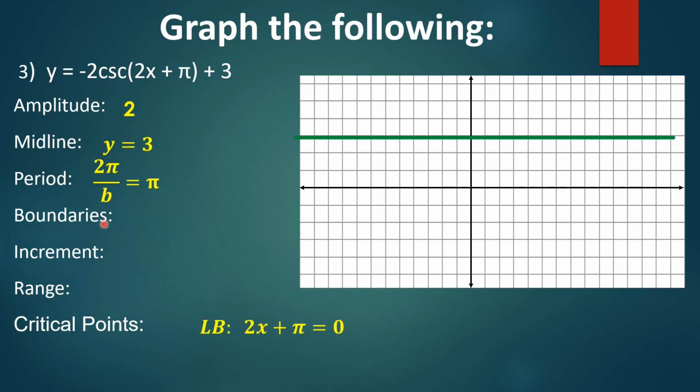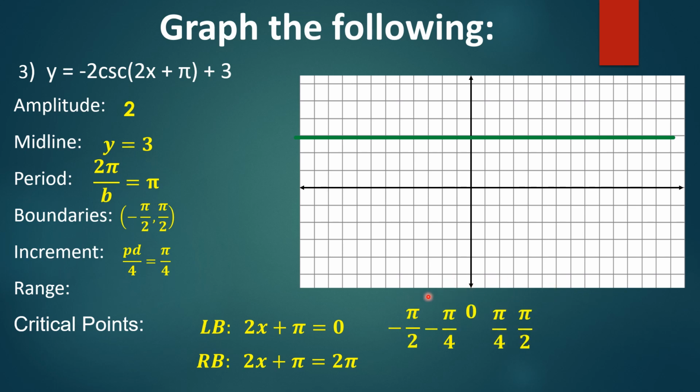Boundaries are found the same by setting everything in parentheses equal to 0 for the left boundary, equal to 2 pi for the right. And when you solve, you will get negative pi over 2 to positive pi over 2. Take your period, which is pi, divide it by 4 to get your increment, which means we need to count by a pi over 4. So at 0, I need to count by pi over 4 to get over to negative pi over 2, and count by pi over 4s to get to positive pi over 2. Those critical points will be negative pi over 2, negative pi over 4, 0, pi over 4, and pi over 2.